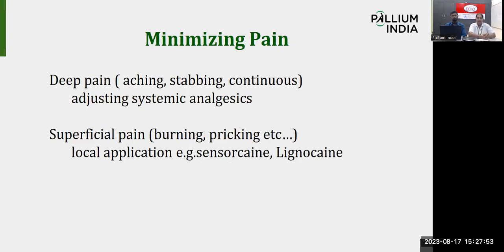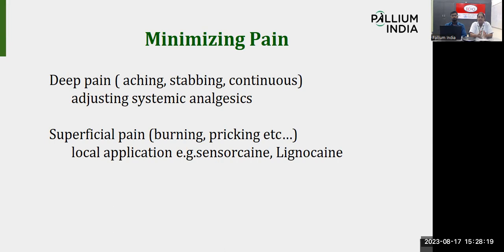Then minimizing pain. How we can minimize the pain? The pain the patient describes will be of different types, right? As you have already gone through the section, there are different types of pain, nociceptive pain, right? Deep pain, that is nociceptive pain, an aching, stabbing, continuous pain, then we can give the analgesic to the patient. There will be systemic adjustments we can do in the analgesic.